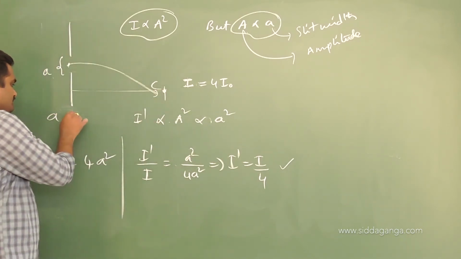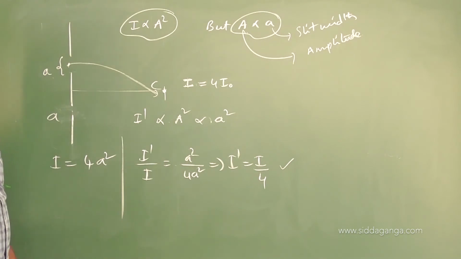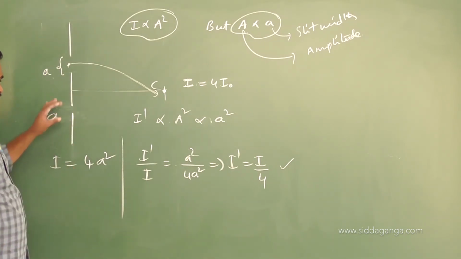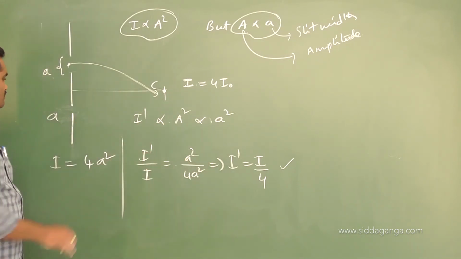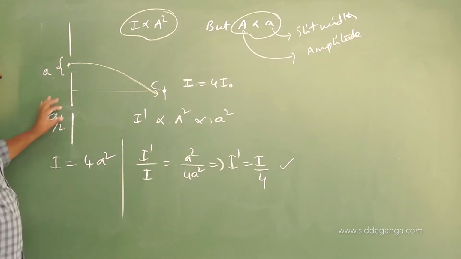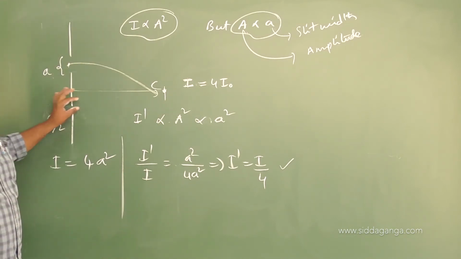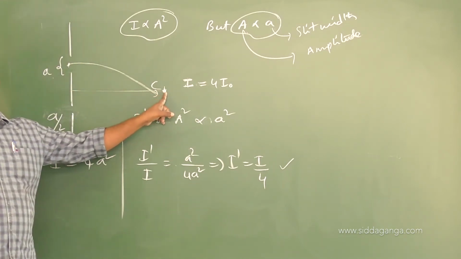If I am going to make this slit width, this is some other problem I am telling, not related to this, a model of the problem. The answer for this one is completed, I by 4. Now, if I say the slit width is reduced to A by 2, what happens to the intensity at that point? They will ask there.